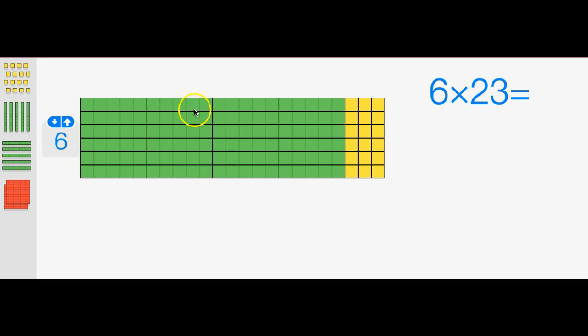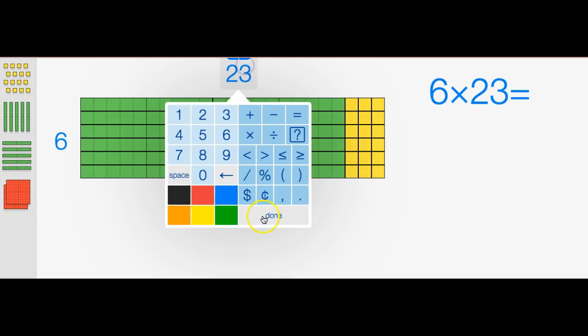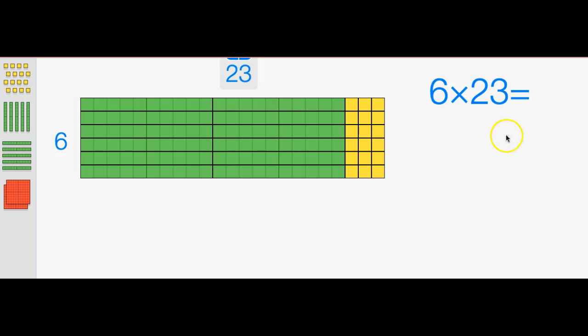And I've got 10, 20, and 23. So I could label that as 23. And we're going to go ahead and keep that blue. And that 23 would go right there. But again, we want to decompose this 23 because if you look right here, we could probably count that up pretty quickly. So I'm going to decompose this 23 into 20 plus 3.